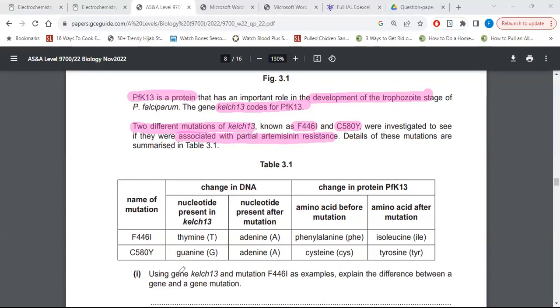Now, the question given to us after all of that extra knowledge, which we will see later, is: using gene KELCH13 and mutation F446I as examples, explain the difference between a gene and a gene mutation. The question is really easy. They simply want you to give the definition of what is a gene and what is a gene mutation. And then in examples, you can write down KELCH13 and F446I. Right? First of all, what is a gene? Does anybody know the definition of a gene? Does anybody remember what's the definition of a gene?